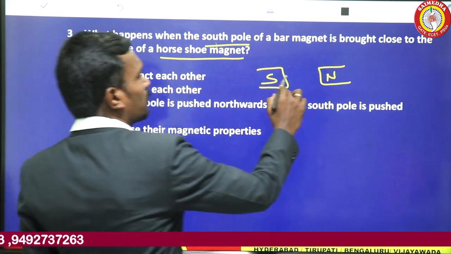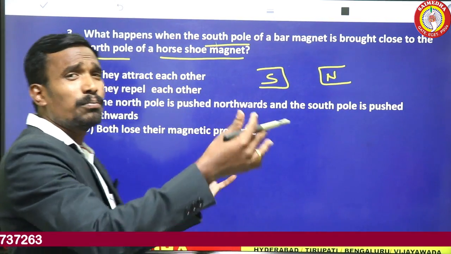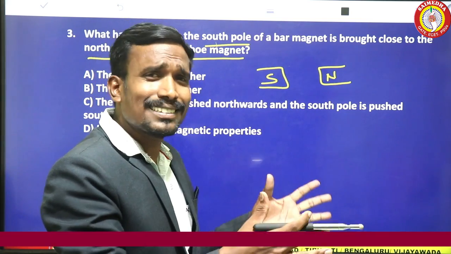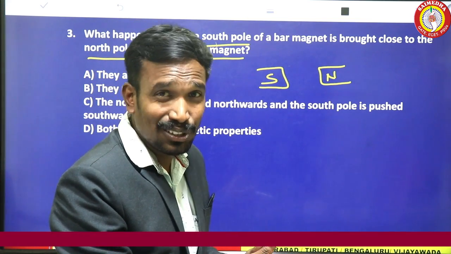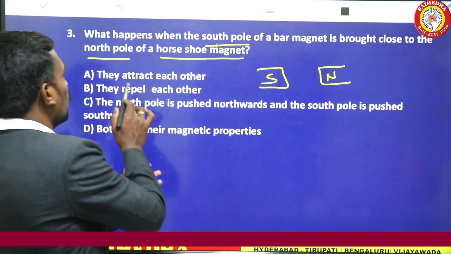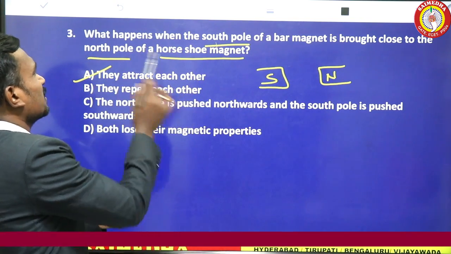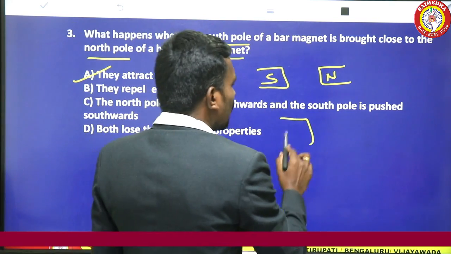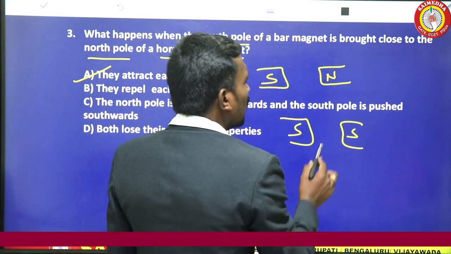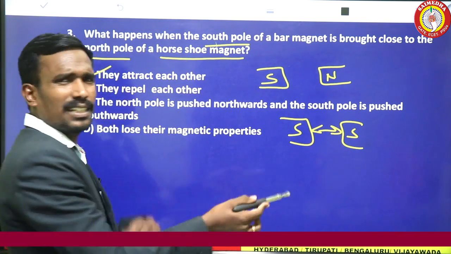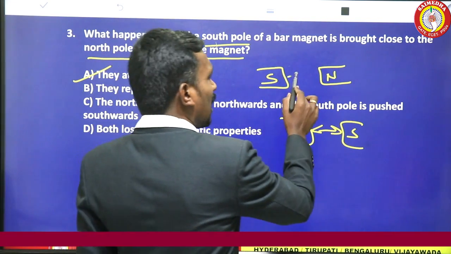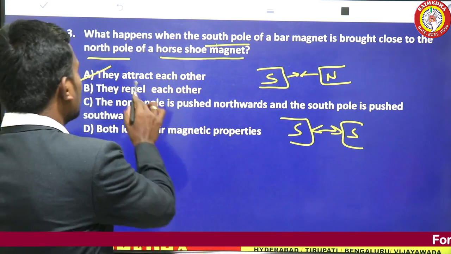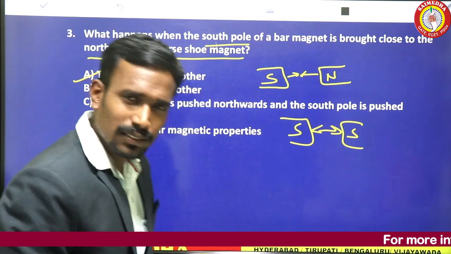If the south pole comes near to the north pole, then both are unlike poles. Unlike poles attract each other, right? We know, right? So they attract each other is the correct answer. Very simple. If both are the same, like a south pole, then these two repel each other. But these are unlike poles, that's why both attract each other. They attract each other, that is our answer.